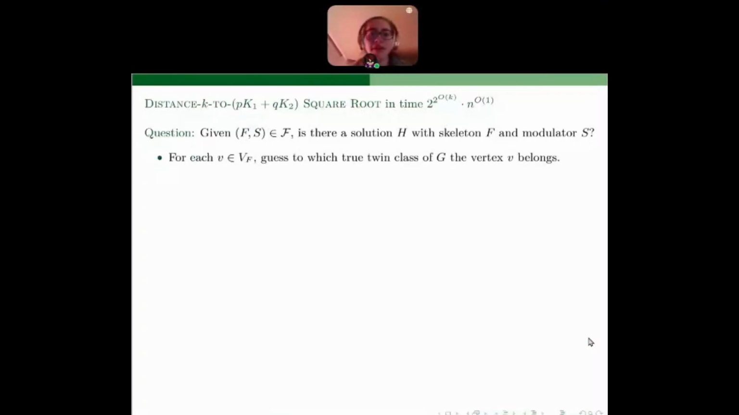So now we can make use of the fact that we have a bounded number of true-twin classes in G. And then for each vertex of our solution skeleton, we will guess to which true-twin class this vertex belongs. So we build this map from the vertex set of the skeleton to the true-twin classes. Of course, here we have to do some checks. For instance, we want that if two vertices are adjacent in the skeleton, or if they are at distance 2 in the skeleton, then they have to be mapped to true-twin classes that are adjacent, right? Otherwise, this mapping will not help us to find a square root.